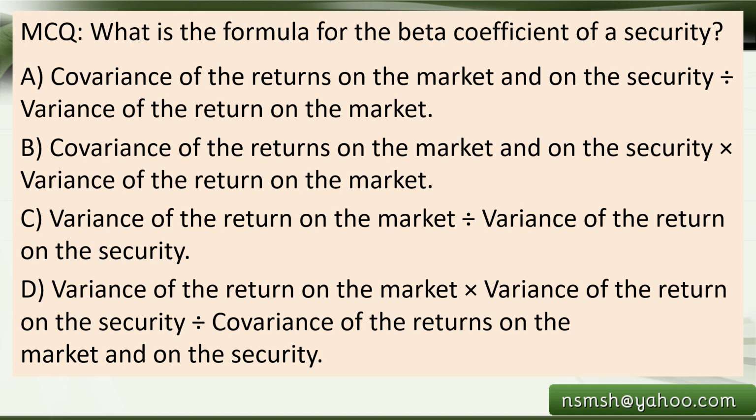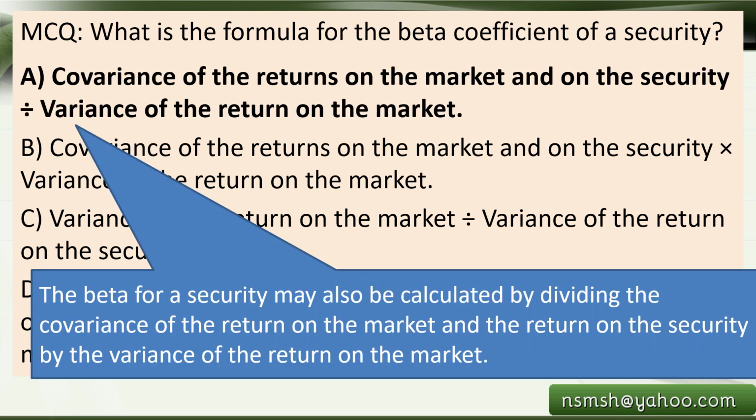Next question. What is the formula for the beta coefficient of a security? We have just seen that formula. We just have to recall it from memory. There are various options. So the right answer is the covariance of the returns on the market and the security divided by the variance of the return on the market.